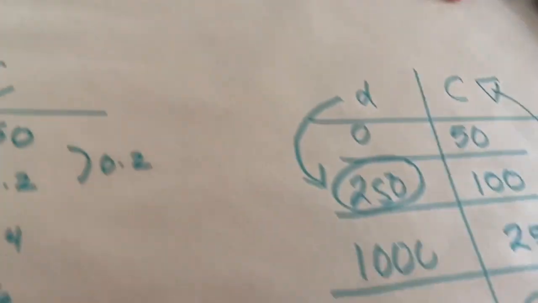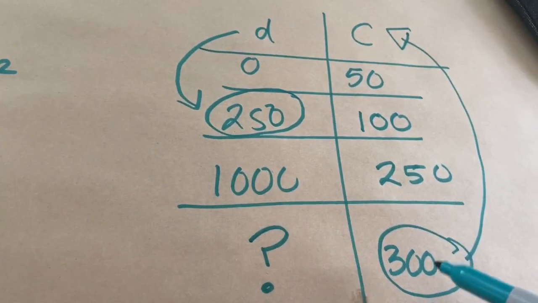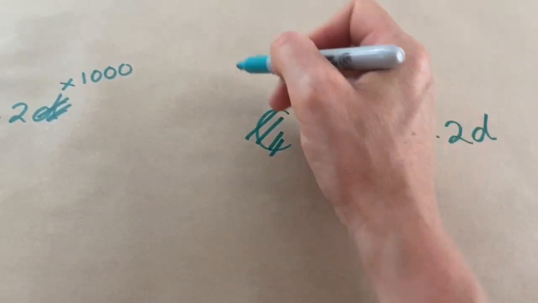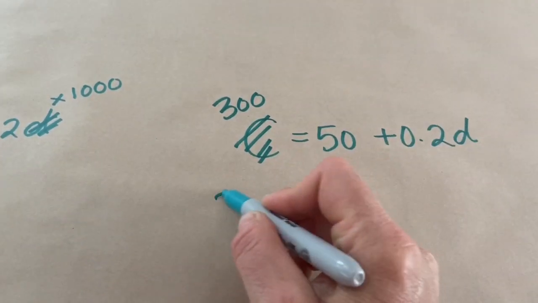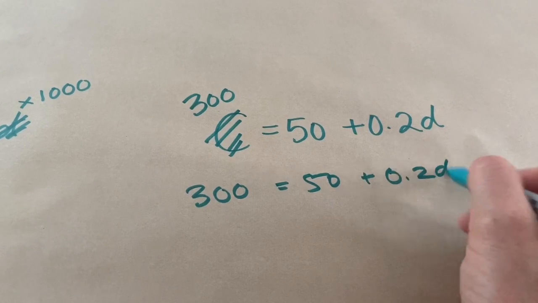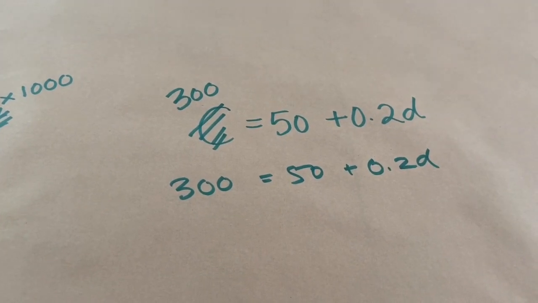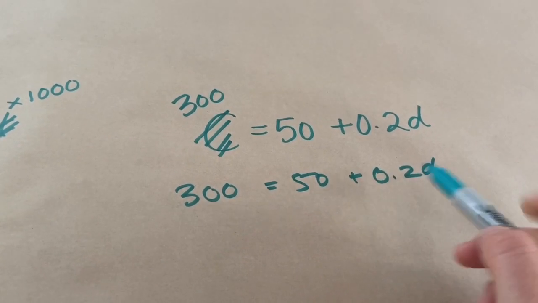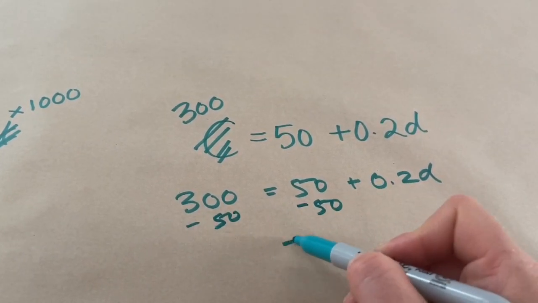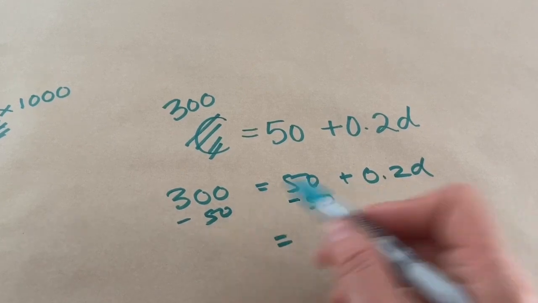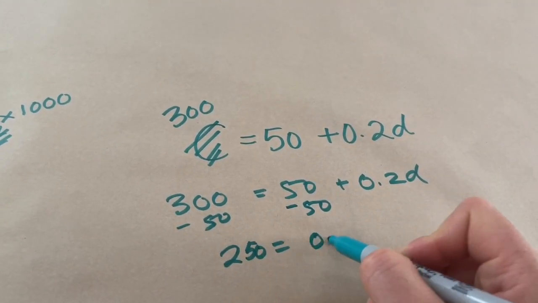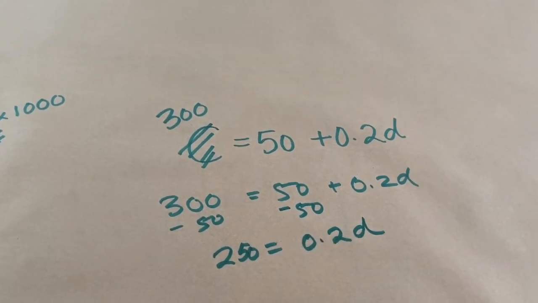Okay, I know that the C should be 300. So I'm gonna go up here, cross off my C and write down 300. 300 is equal to 50 plus 0.2 D. I need to use algebra. I need to get the D by itself. So I want to move this 50. I need to do the same thing on both sides. Minus 50 gives me 250. It's equal to 0.2 D.